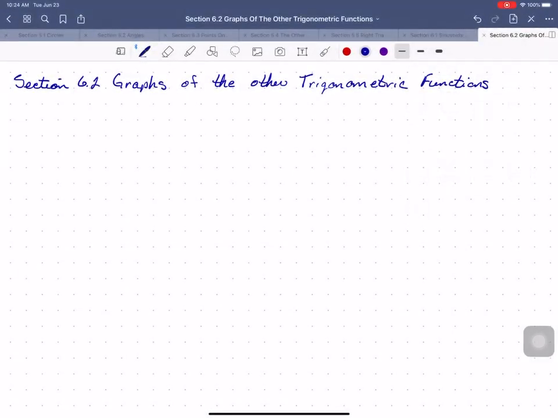Okay, so we're going to talk today about the graphs of the other trigonometric functions, and we're going to start with tangent. Now, before I show you the graph of the tangent function, I want to remind you that the tangent function is defined to be sine over cosine.